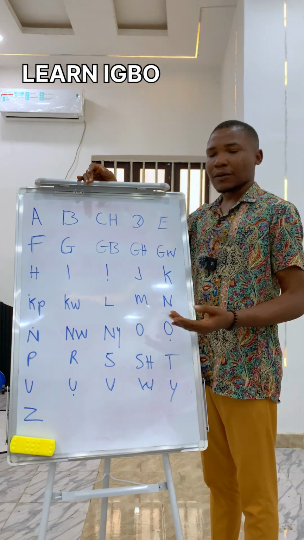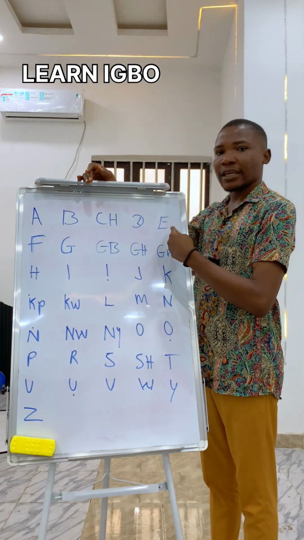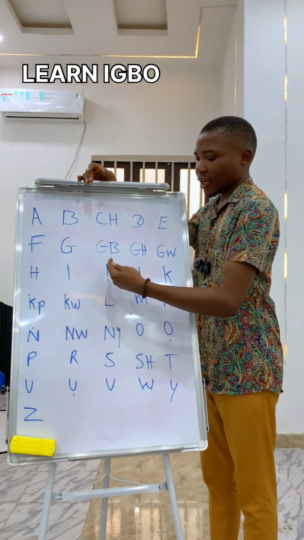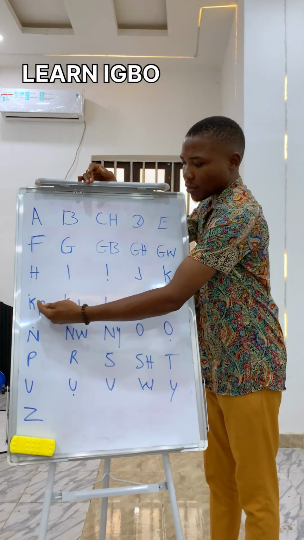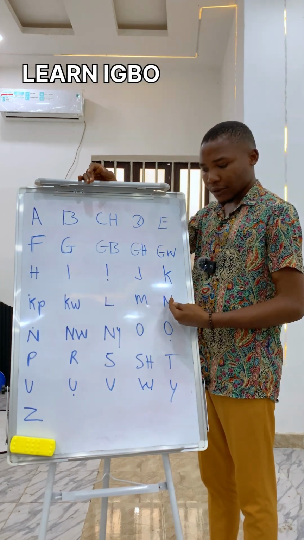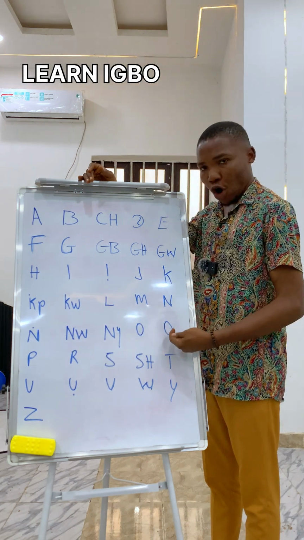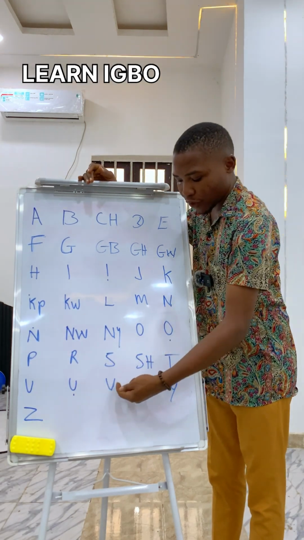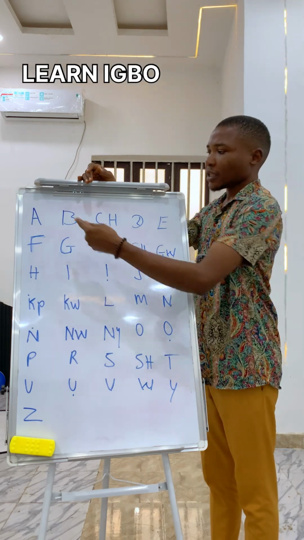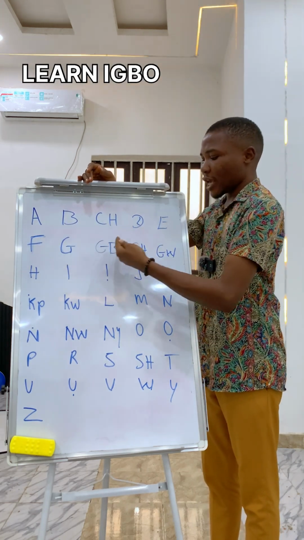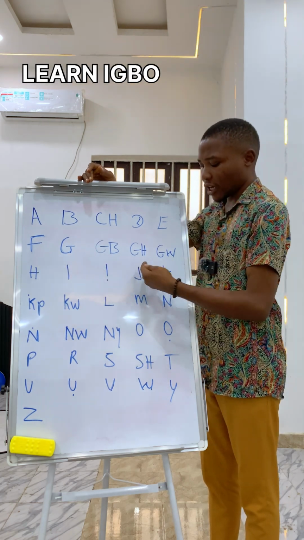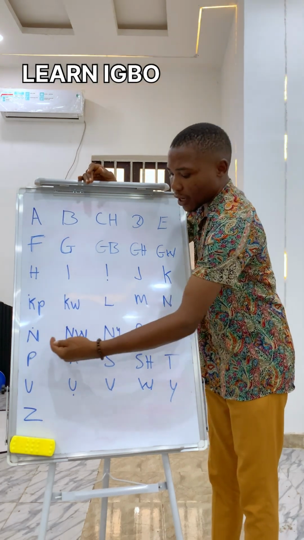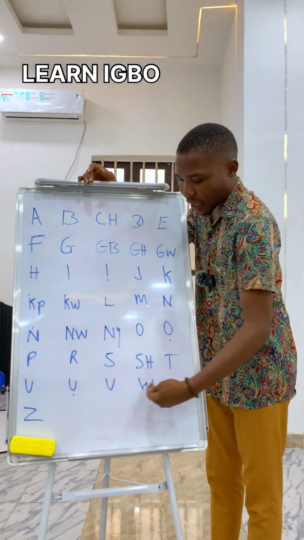Now let's go again. This time we'll go faster. A, B, C, D, E, F, G, W, Y, W, H, I, J, K, P, Q, L, M, N, Nguyen, Nguyen, Nhê, Ô, O, Pi, Ri, Si, Shi, Ti, U, O, V, W, Y, Z. A, B, C, D, E, F, G, W, Y, W, H, I, J, K, P, Q, L, M, N, Nguyen, Nguyen, Nhê, Ô, O, Pi, Ri, Si, Shi, Ti, U, O, V, W, Y, Z.